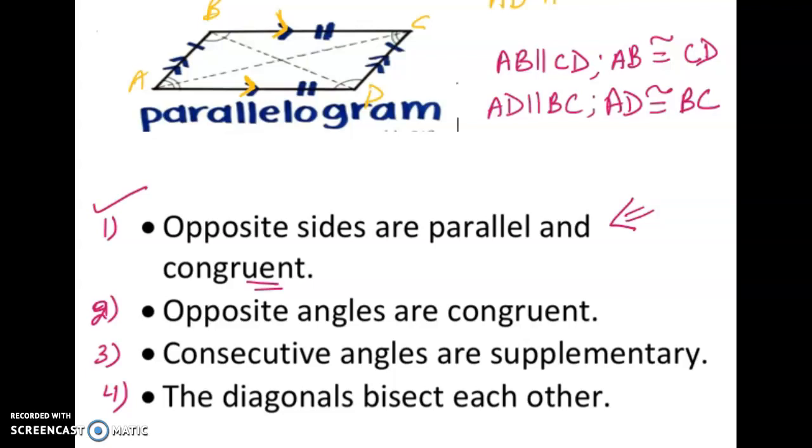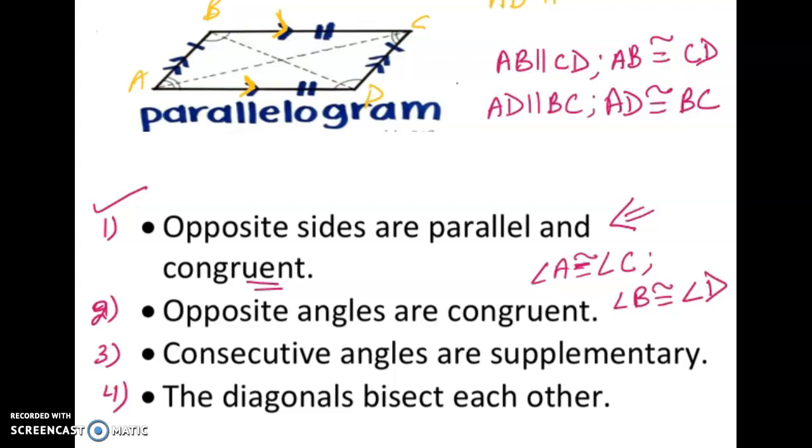Second property, opposite angles are congruent. So I can say angle A is congruent to angle C and angle B is congruent to angle D. Third property, consecutive angles. Consecutive means one after another. So consecutive angles are supplementary.